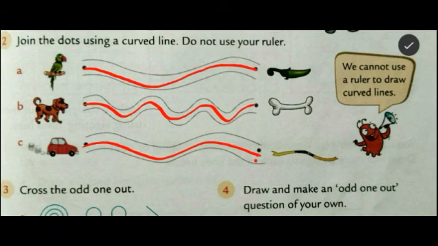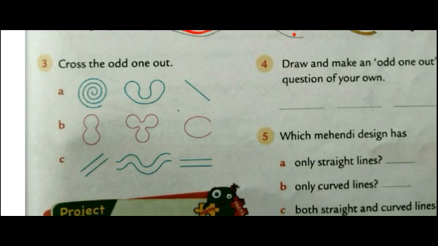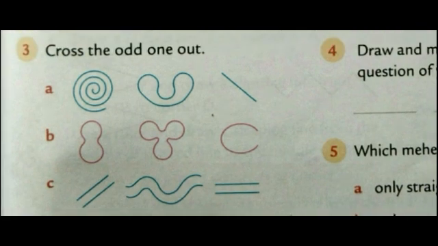We cannot use a ruler to draw a curved line. Okay? Now see the third question. Cross the odd one out. Okay. See the first one. First picture is of a curved line. Second is also a curved shape. But see this third one. It is a straight line. That means it is odd one. So you have to cross it like this.